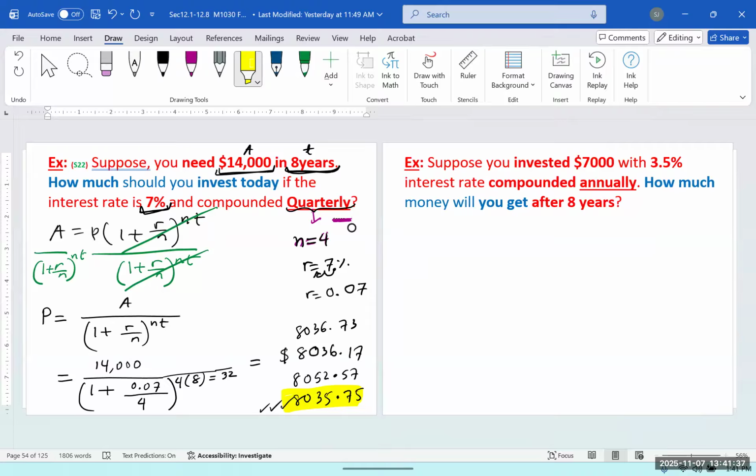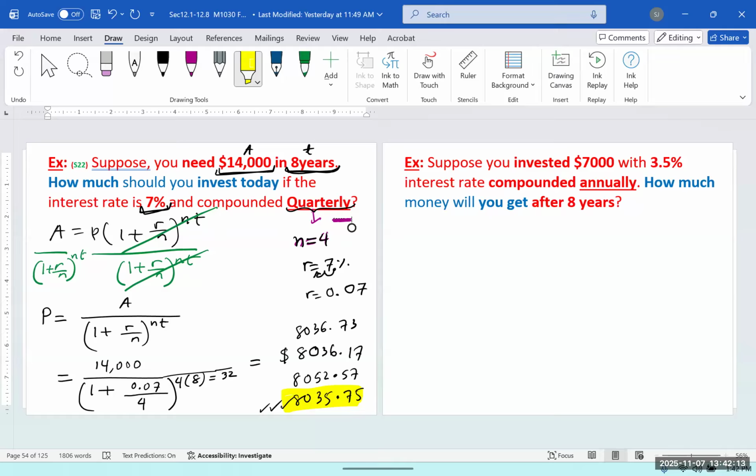Okay, so now we are going to do a series of the same question. Let's say you have $7,000 from working part-time, okay? You save it. And now someone gave you the idea, hey, don't save it, invest it. You're going to gain money. So you went to the bank and told the bank, hey, I have $7,000. I would like to compound it annually. Bank said, okay, we are going to give you 3.5% interest rate. You cannot argue with the bank about your interest rate because it's their choice.